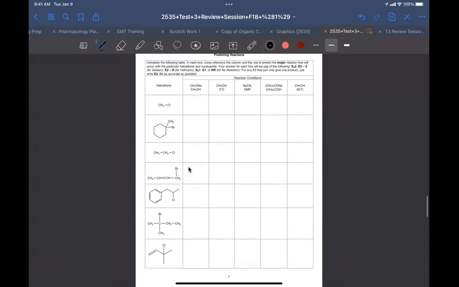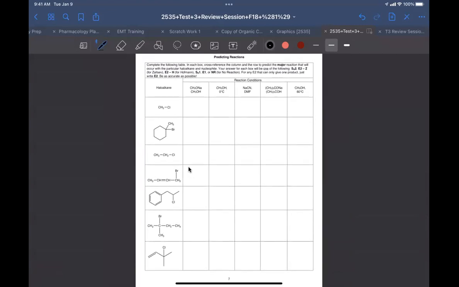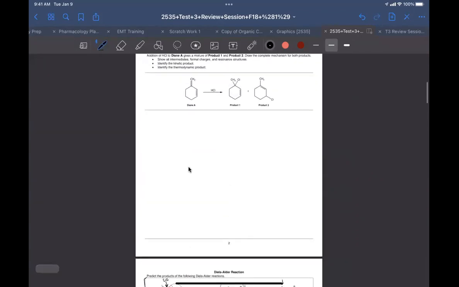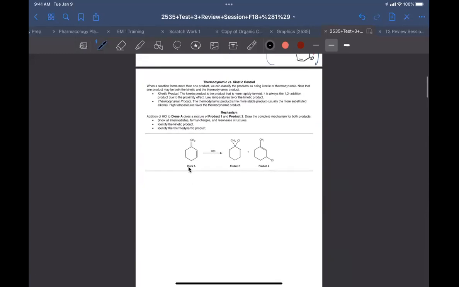If we have time at the end, we can run through it again just to see if we can get the hang of it. But this stuff should go by relatively quickly. But the first thing I want to go over is thermodynamic and kinetic control.